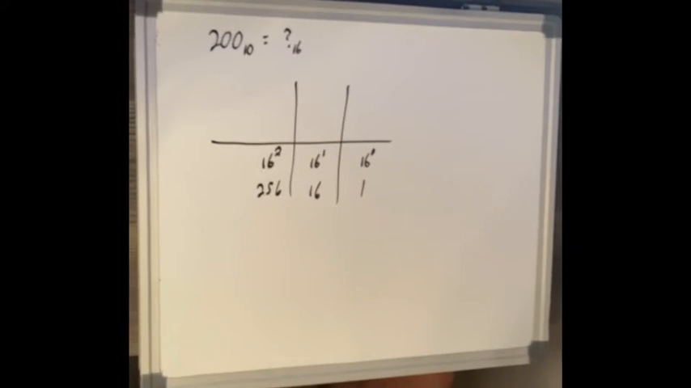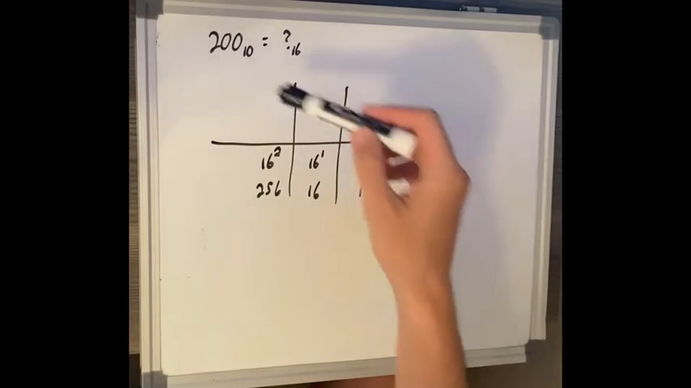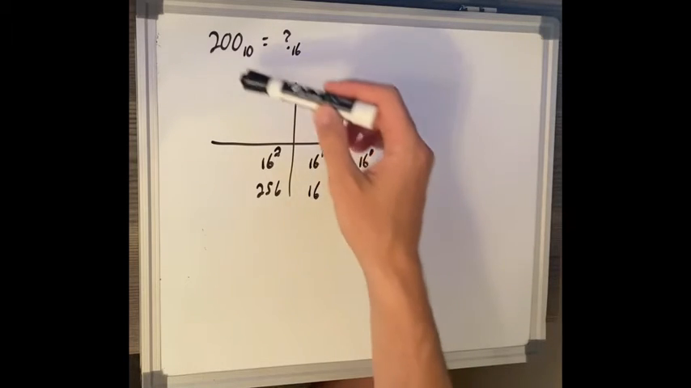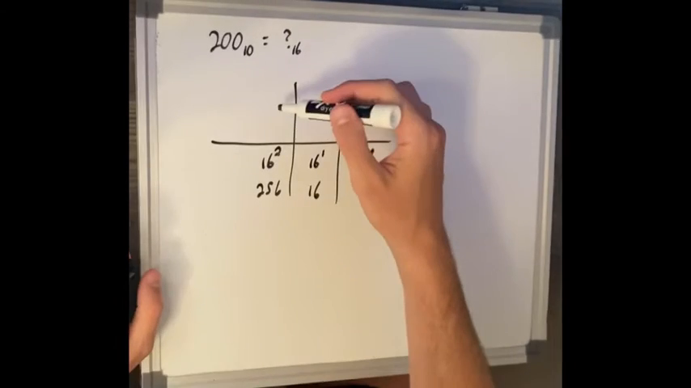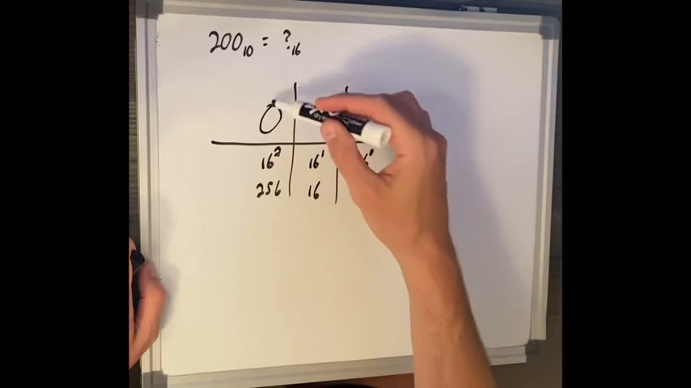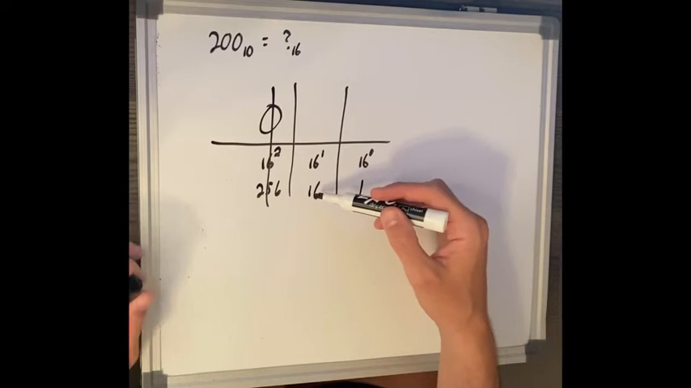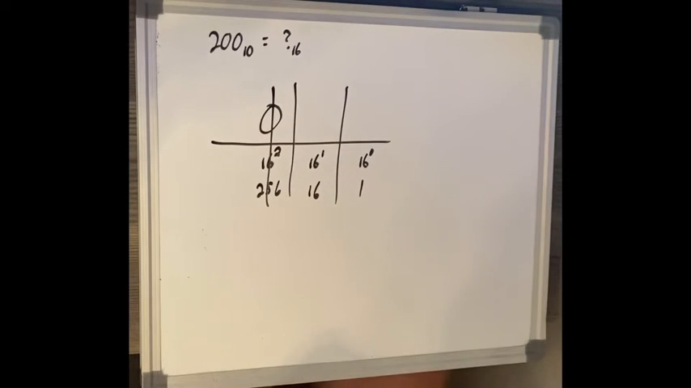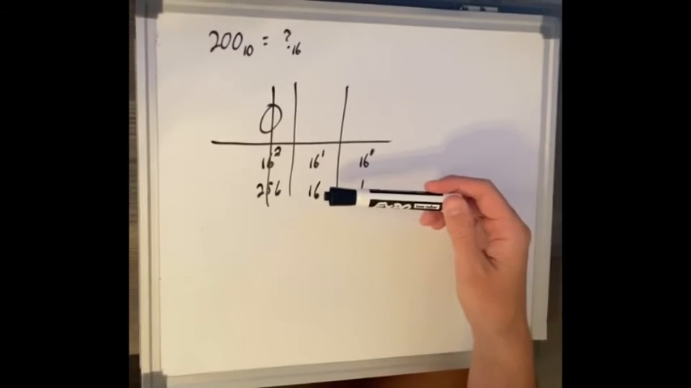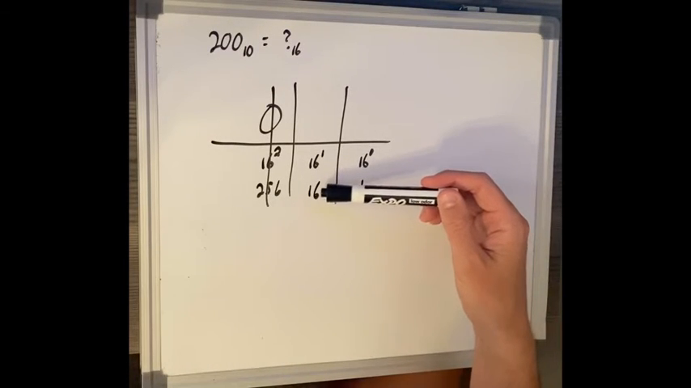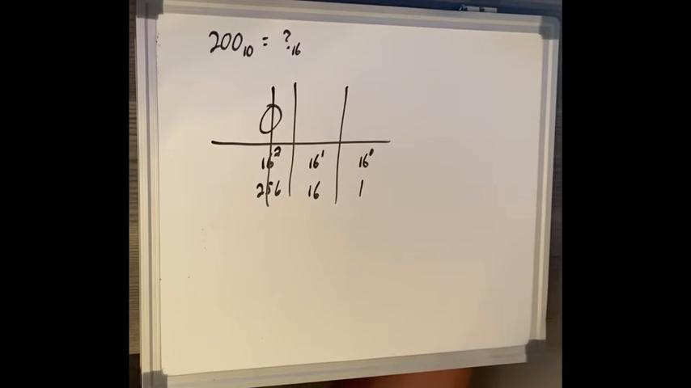So is 200 bigger than 1? Yes. Is 200 bigger than 16? Yes. Is 200 bigger than 256? No. So we can't have any 256s, the number's not big enough. So this is our 0, right? We know we're not going to have this. How many 16s do we have in 200? We know we have at least 10, right? 10 would be 160. And you might need a calculator for this.